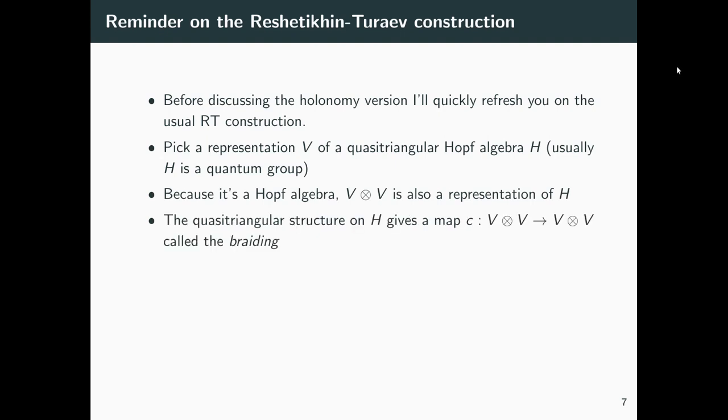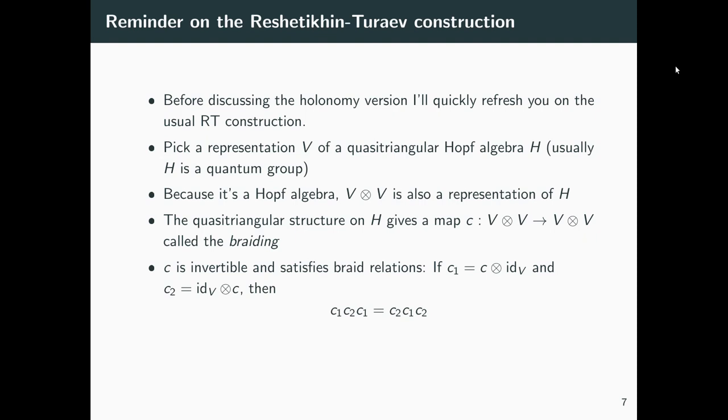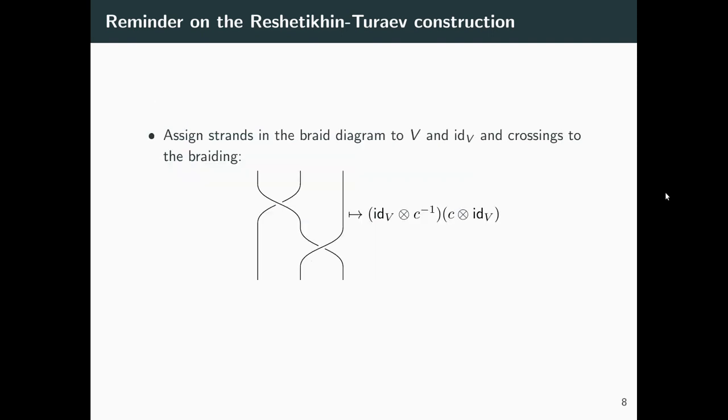Similarly, because it's quasi-triangular, there's a map C from V tensor V to itself called the braiding. The reason it's called that is if you put C1 equals C tensor identity and C2 equals identity tensor C, then these satisfy the braid group relations. Also, they're invertible, as you'd expect in a group representation.